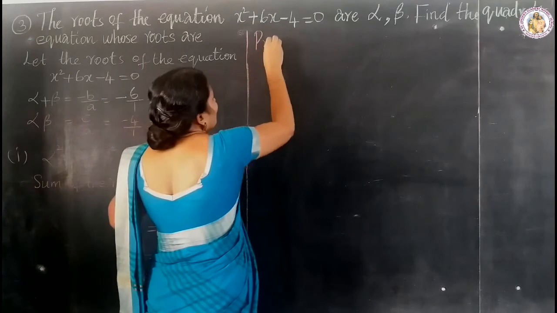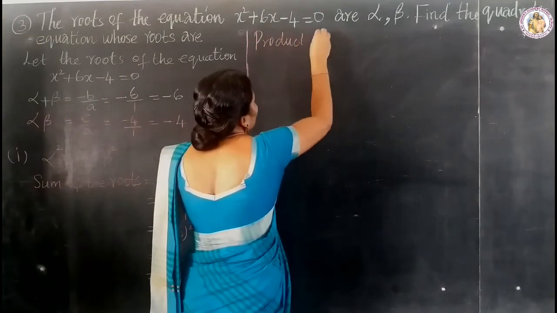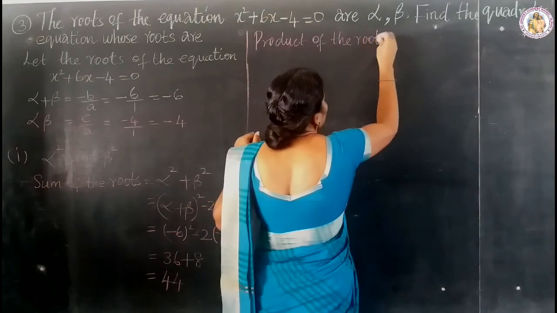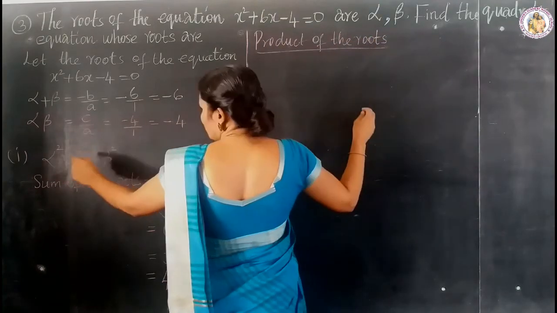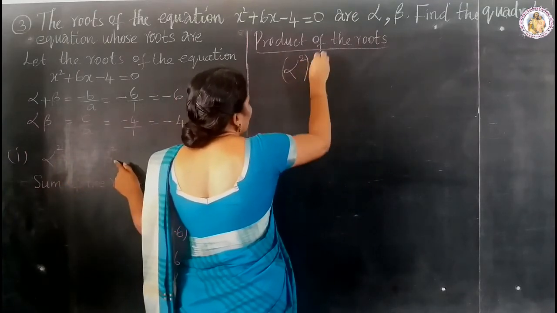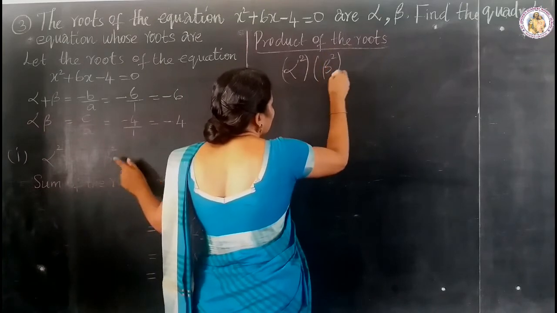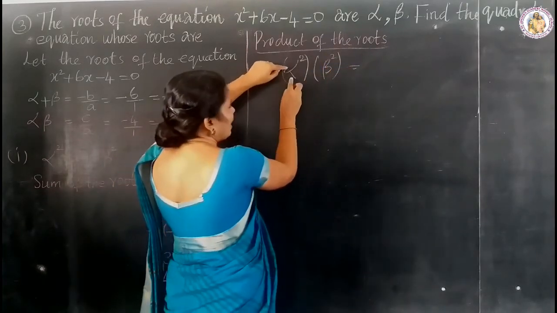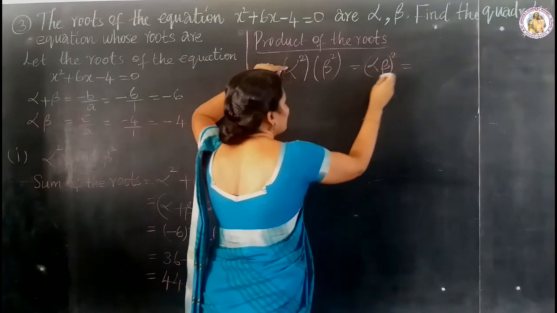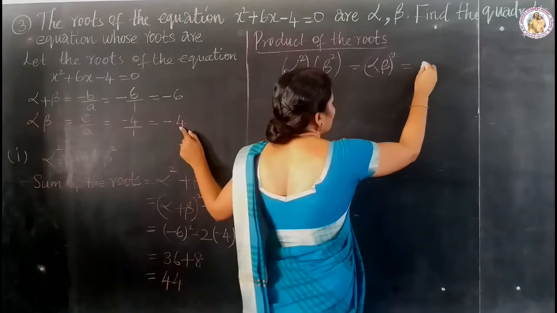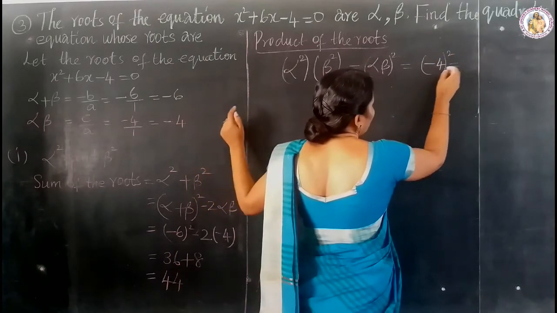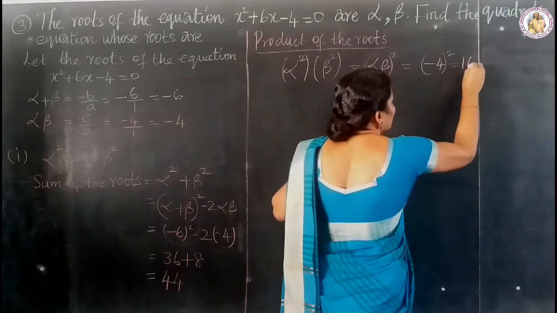44. And now product of the roots. Product of the roots alpha square and beta square. Alpha square into beta square. So we can rewrite this as alpha into beta whole square. So alpha into beta, it is minus 4 whole square, minus into minus, plus 4 into 4, 16.